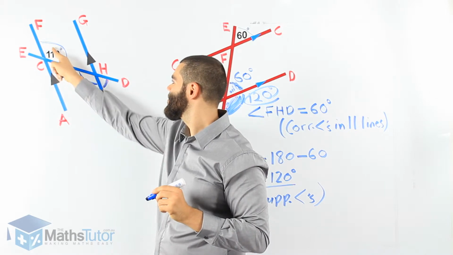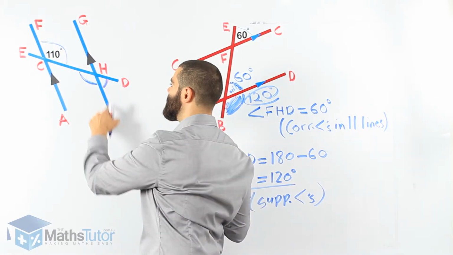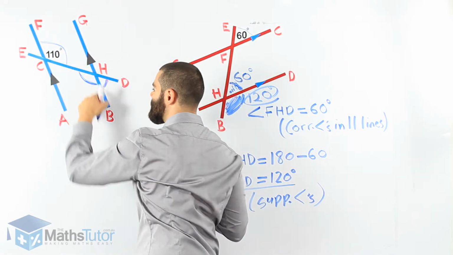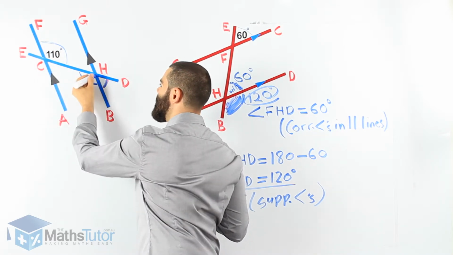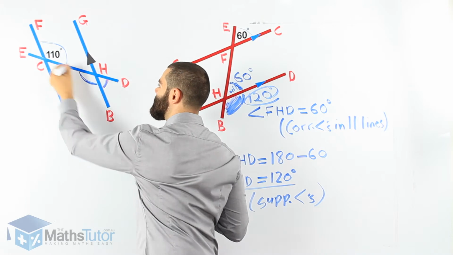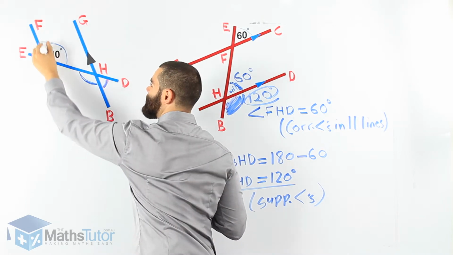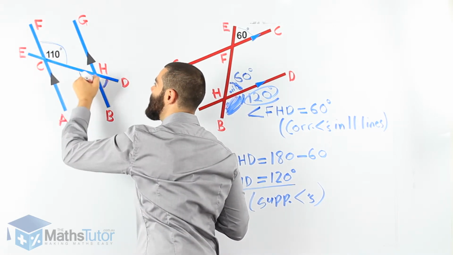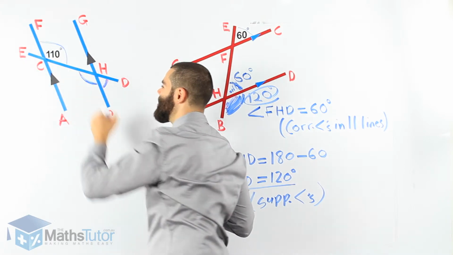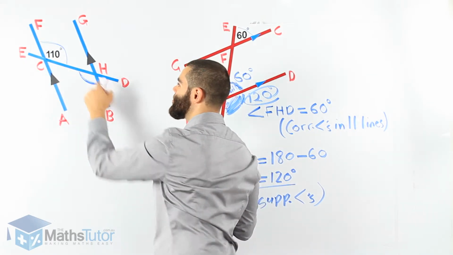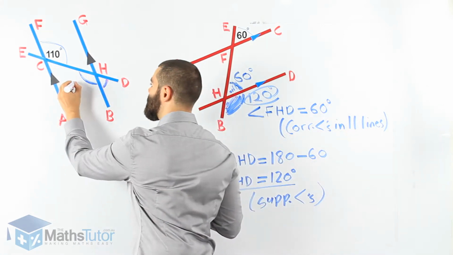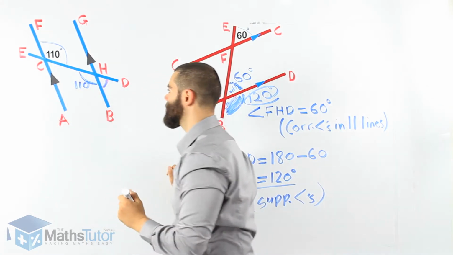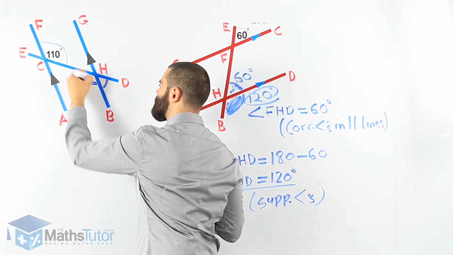Here and here, these two angles, angle BHC. H is for that vertex there, so BHC is alternate to angle FCH. So this one here is alternate to that one. That means this is going to be equal. We know alternate angles are equal to one another. That means it's going to be 110 degrees, this angle here.